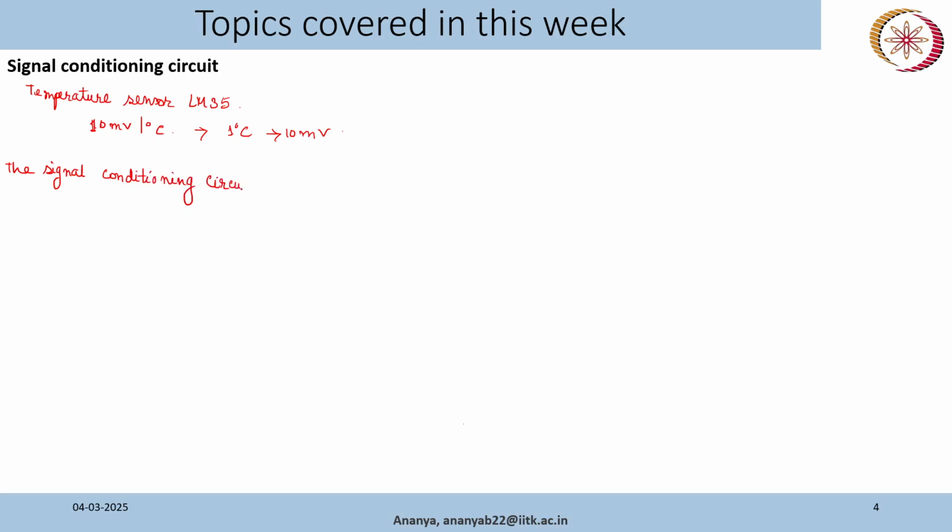The signal conditioning circuit provides matching. So this matching is like an interfacing circuit between the other components of the system and our sensor.